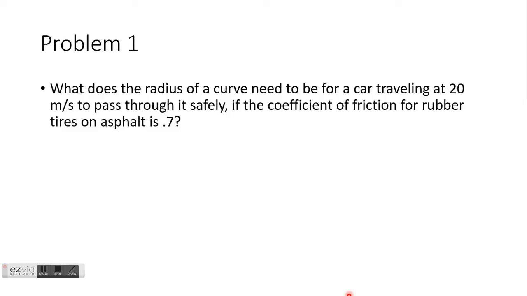Anyway, let's get back to work. What does the radius of a curve need to be for a car traveling at 20 meters per second to pass through it safely? The coefficient of friction for rubber tires on asphalt is 0.7.